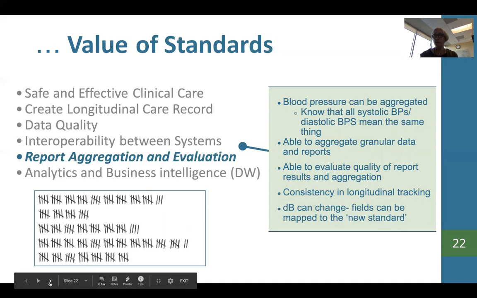The report aggregation and evaluation is one way we start being able to see what is the element of blood pressure control in a community and what has happened over time.